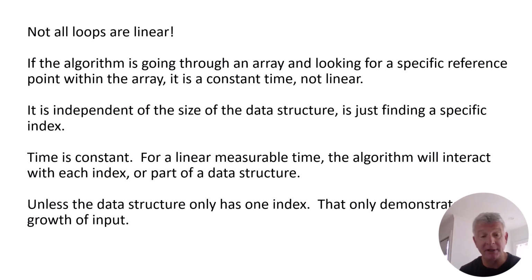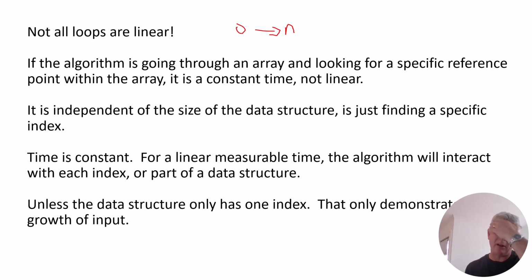Okay? All loops are not linear. If we look at the for loops we had, they just start at 0 and go to whatever we tell them to, right? i equals 0 goes to n. If n is 5, it runs 5 times. If the algorithm is going through an array looking for a specific reference point in the array, it's constant time, not linear. It's independent of the size of the data structure, just finding a specific index. So time is constant. For a linear measurable time, the algorithm will interact with each index, or part of that data structure. Unless that data structure only has one index, that only demonstrates the growth of input.